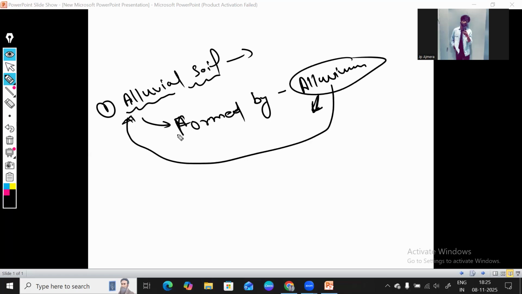I hope it's clear to you. Alluvial soil is formed by alluvium. Alluvium is the material that is deposited by the flow of water, mostly in rivers. So alluvium is that material.